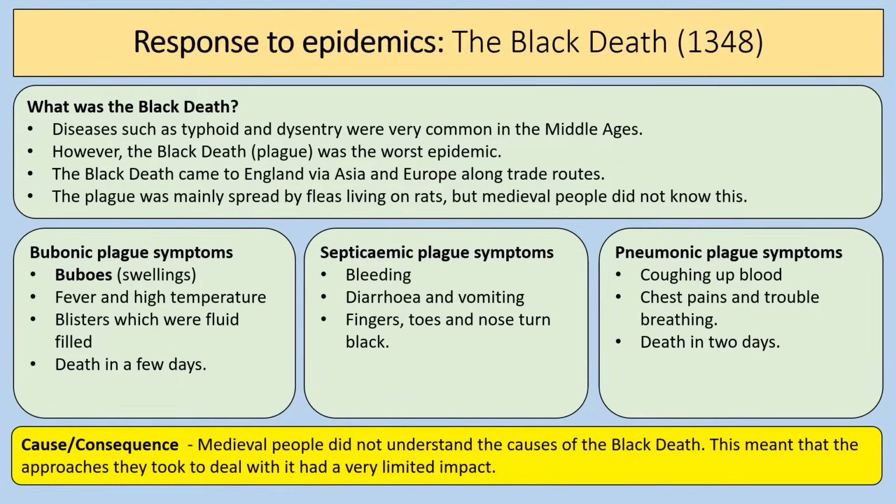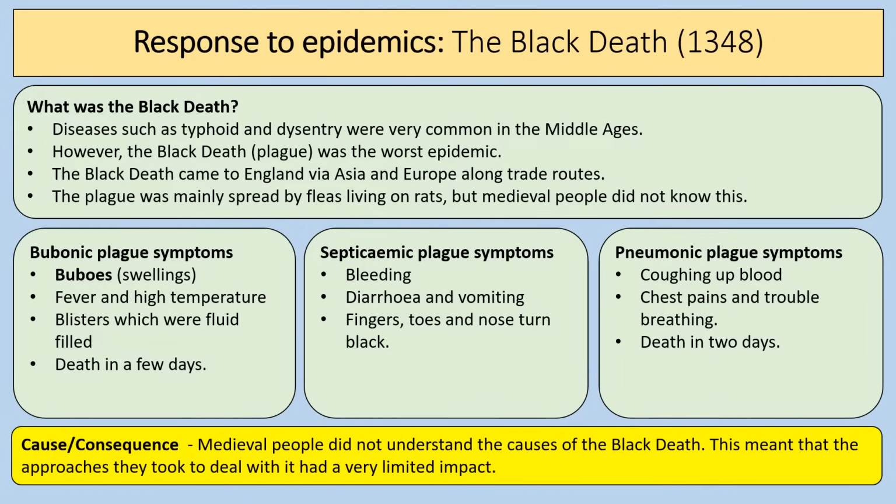Septicemic plague symptoms would be bleeding, diarrhea and vomiting. Fingers, toes and nose would turn black. And then pneumonic plague would be coughing up blood, chest pains, trouble breathing. Death would usually take place in 2 days if someone was going to die from that one.